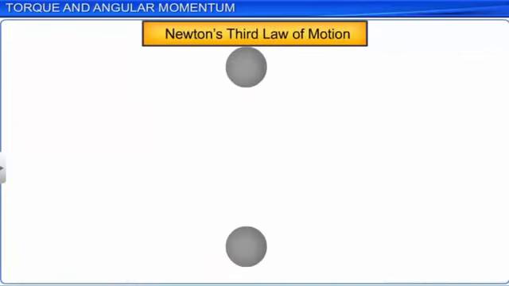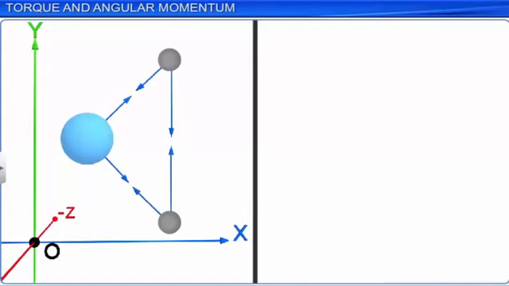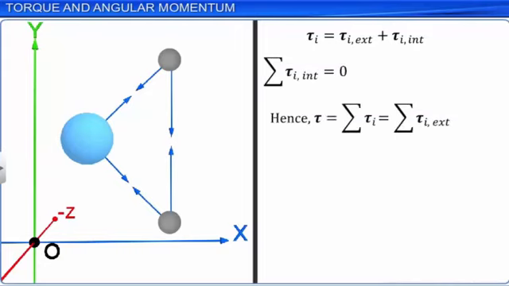As per Newton's third law, the forces between any two particles are equal in magnitude and opposite in direction and act along the line joining them. Due to this, the total torque due to internal forces, which is sigma tau i internal, becomes 0. The total torque on a system of particles is the sum of the external torques acting on the system. This implies that the rate of change of total angular momentum of a system of particles about the origin is equal to the sum of the external torques acting on the system taken about the same point.